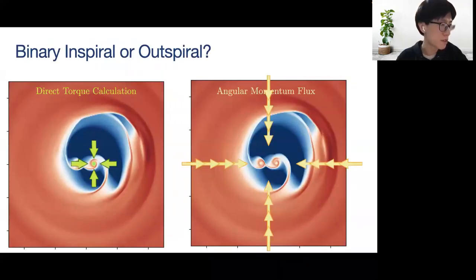Yes, and how do we distinguish the case of binary inspiral and outspiral? We can still use our old method, which is measuring the angular momentum transfer across the circumbinary disk by measuring different components, as I said before. And because we also resolve the inner region, especially the binary co-orbit region, we can use a new method, which is the direct torque calculation on the accretion.